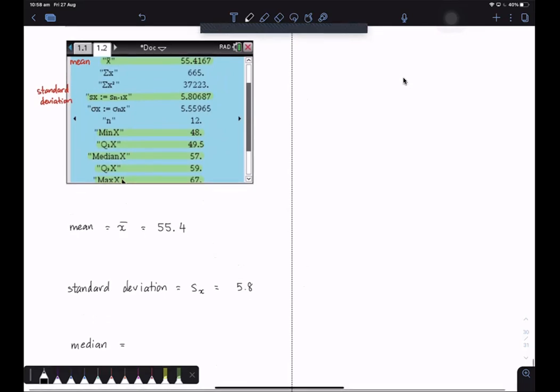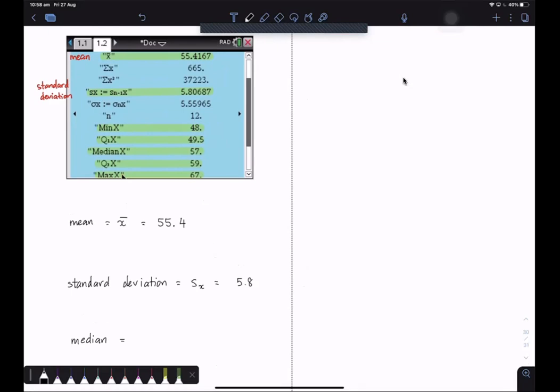The next thing is we want to find the median. Can you see the median there? You look down and you try to find the word median. It's 57.